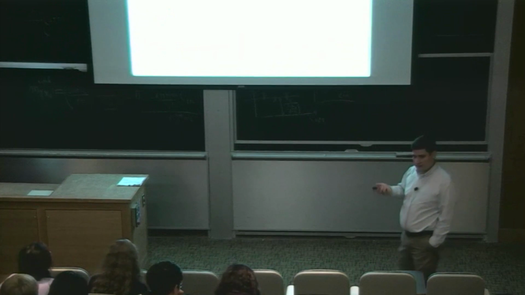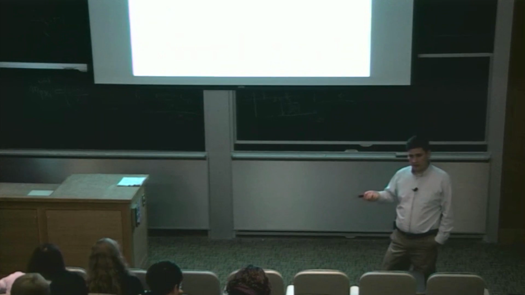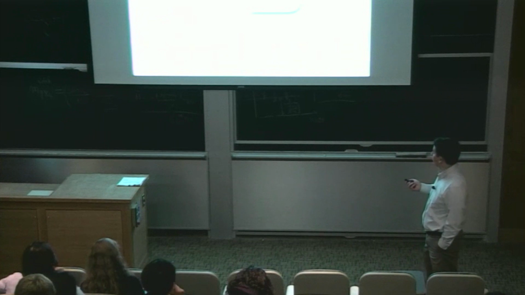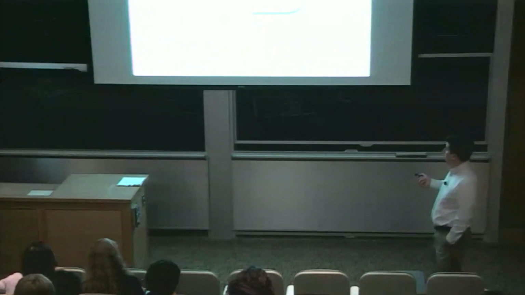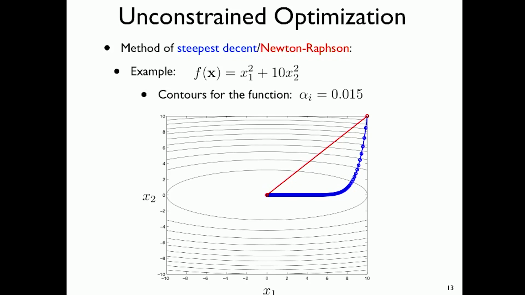Places where the determinant of the Hessian is 0 are going to be a problem. Places where the Hessian is singular are going to be a problem, same as with the Jacobian. But Newton-Raphson has the great property that if our function is quadratic, like this one is, it'll converge in exactly one step. Okay?